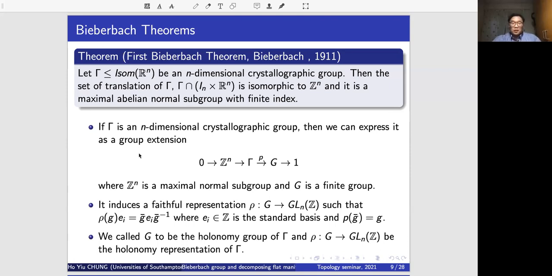All right, since we have a short exact sequence, there are a few things that we can work on. First, we notice that it will induce a faithful representation, rho from G to GL, the general linear group of degree n in this formula. It is faithful because the Zn is a maximal subgroup, and we call the group G the holonomy group of gamma, and that representation will be the holonomy representation of gamma. So it's pretty useful: when you are given a Bieberbach group, you can write it in a short exact sequence, and then you can do a lot of computation.